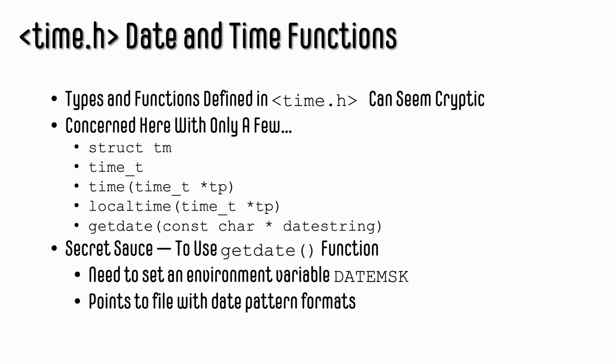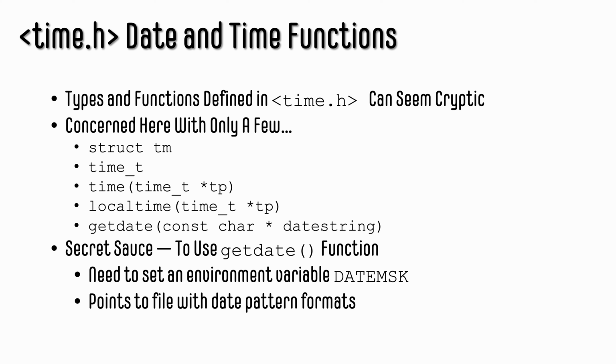So types and functions defined in time.h can seem cryptic. Yes, they can. But in this video, I'm only concerned with a handful. So I'm going to talk about the struct tm. tm is a structure that breaks down time into its constituent parts, and we'll talk more in depth on that on the next slide.